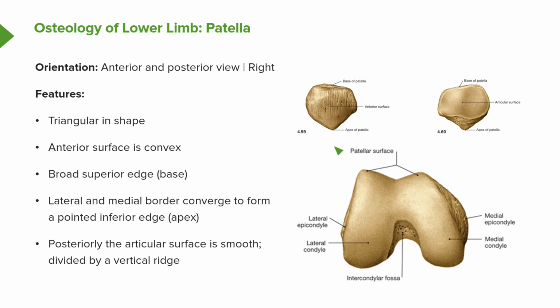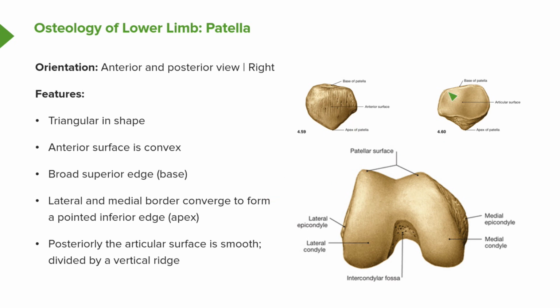It's triangular in shape. Its anterior surface is convex, and it has a broad superior base. It has a lateral and medial border, and these converge to form a pointed inferior edge known as the apex.